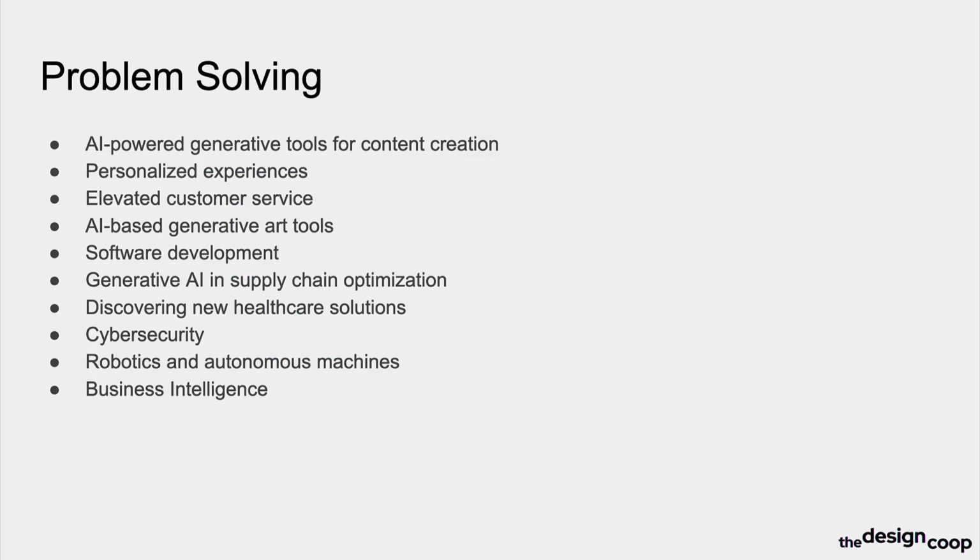It can personalize experiences for you and elevate customer service. You can use it for art tools for illustration, and to develop software. Did you know that 80% of code created nowadays is AI generated? You can use it in supply chain optimization, and to discover new healthcare solutions. It's very strong in cybersecurity. And we've already discussed how robotics and autonomous machines have been around since the early 1970s. And finally, you can use it to bump up and improve your business intelligence, seeing how your competitors are working and how you can improve.